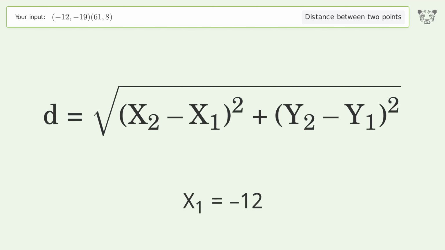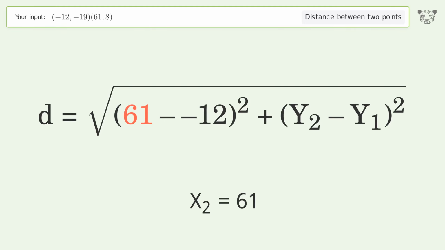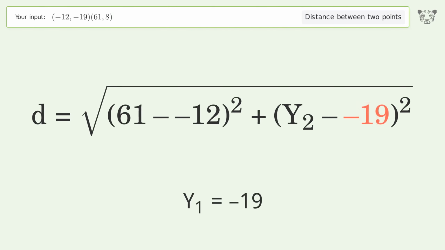x1 equals -12. x2 equals 61. y1 equals -19. y2 equals 8.